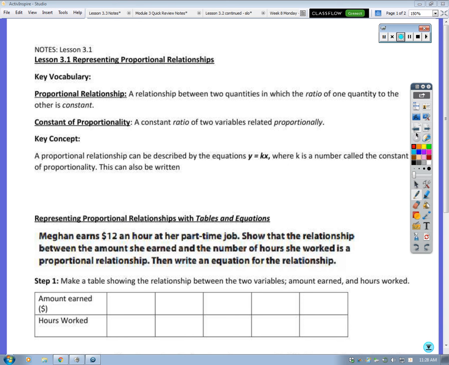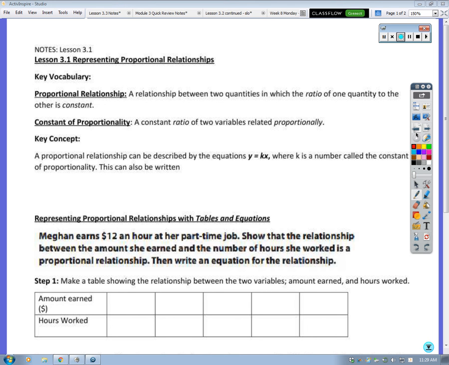All right, Math 8 students, here we go. This is our second flipped classroom lesson, lesson 3.1, representing proportional relationships. We're going to look at just a couple key vocabulary terms here that will be applied later in the lesson, and then we'll get rolling into the lesson itself.